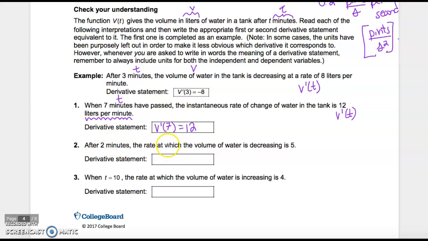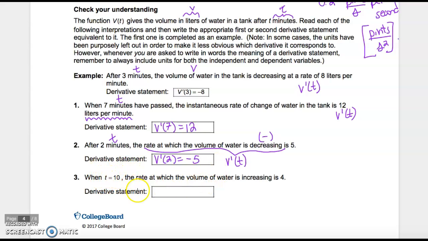After 2 minutes, the rate at which the volume of water is decreasing is 5. So the rate at which the volume of water is decreasing, so the rate, V prime of T is 5. So after 2 minutes, this is T, is 2 minutes, V prime of T is 5. But it is decreasing, so we have to make sure we include that fact that it's a negative. So we'd have V prime of 2 would equal negative 5.